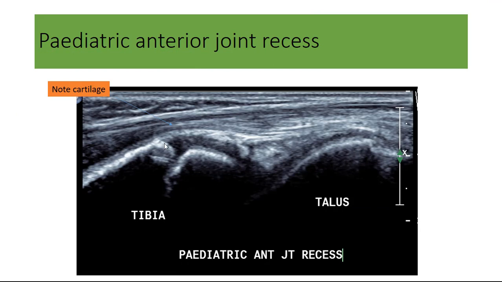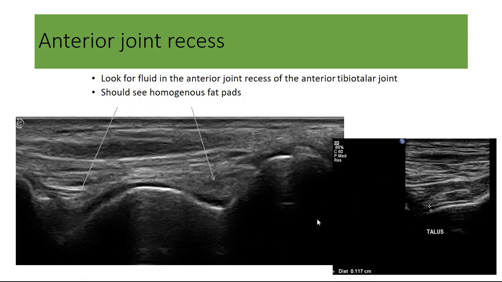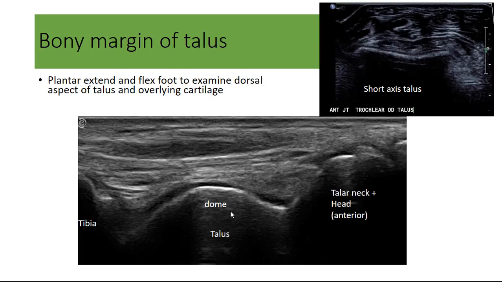There's cartilage that sits over the lower part of the tibia here that hasn't fully ossified, and you don't want to mistake that for fluid. And you can see the little fat pad sitting just here and the cartilage sitting over the talus as well. So there's actually a fat pad here and a fat pad here, and as I said, they should be homogeneous.